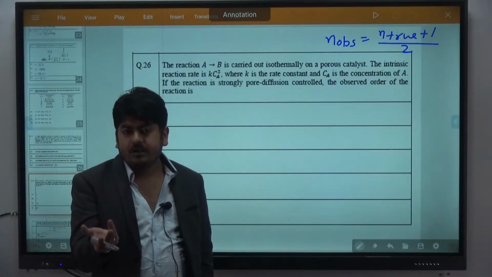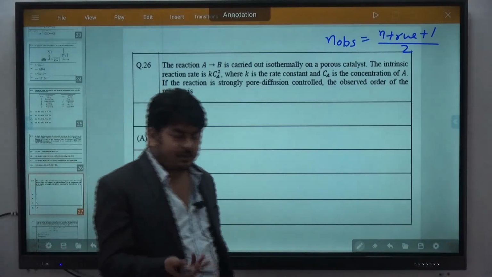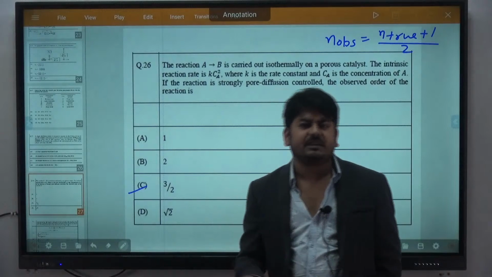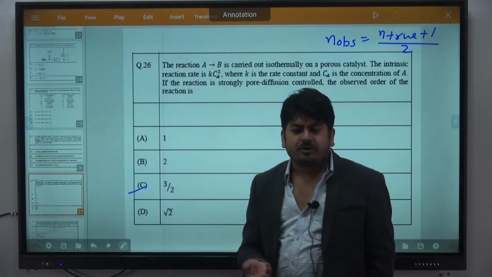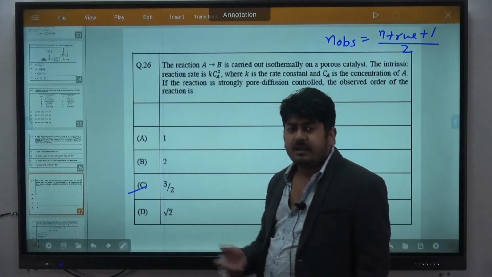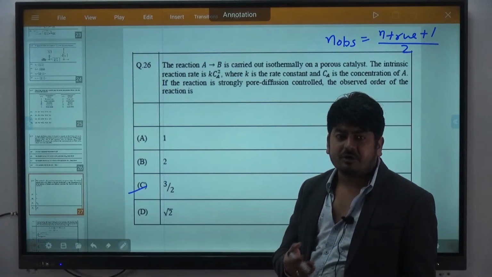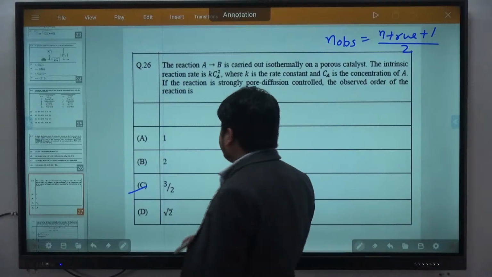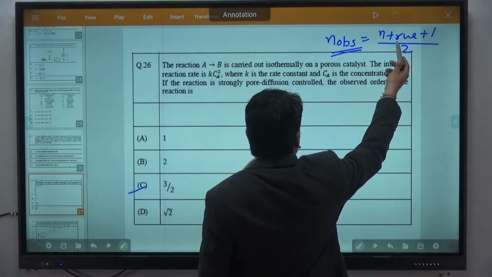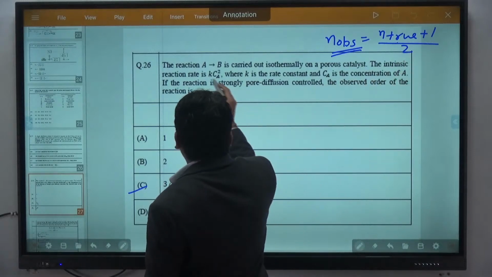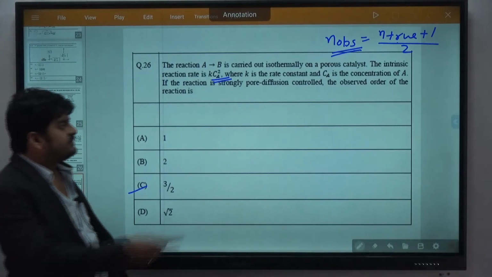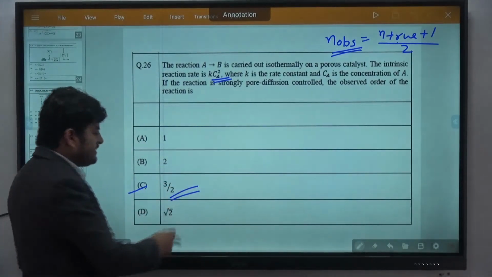because in heterogeneous reaction systems, Thiele modulus is the most important topic. If you see the previous year papers, most of the questions they have asked are from the Thiele modulus. In Thiele modulus, there are different cases. When Thiele modulus is greater than 4, it is the case of strong pore diffusion resistance, where ultimately we will get n observed equal to n true plus 1 upon 2. Here the reaction order is given as 2, so the observed order will become 2 plus 1 upon 2, that is 3 by 2.